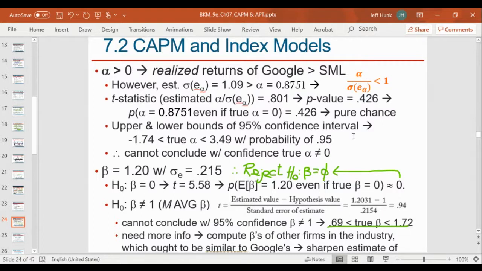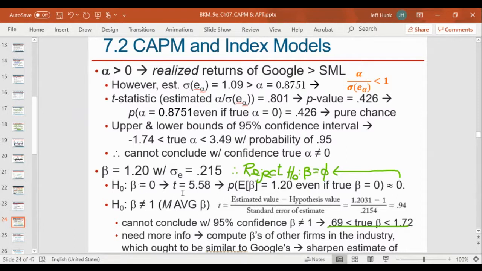That 95% confidence interval is between negative 1.74 and 3.49, right? That's where the true alpha is, with a probability of 95%. So we cannot conclude with confidence that the true alpha is significantly different from zero, non-zero, right?